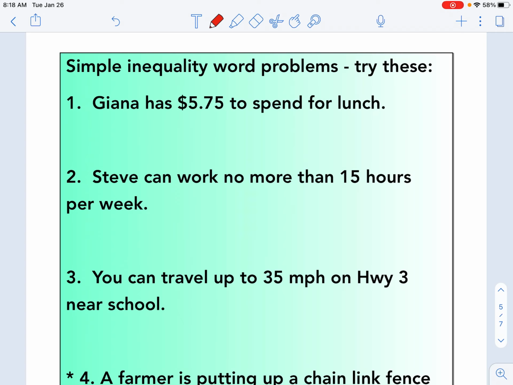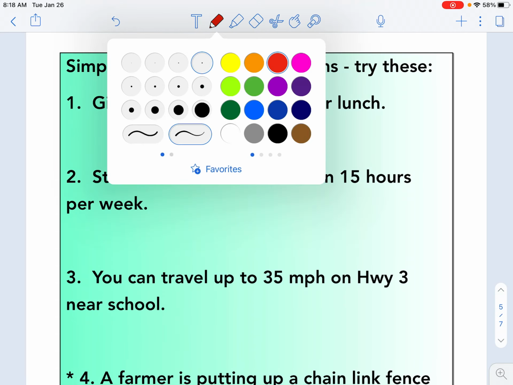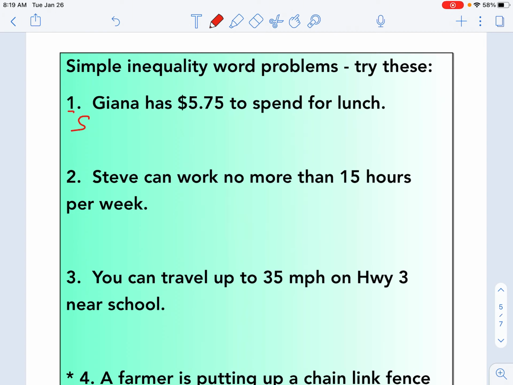We know that Gianna has $5.75 to spend for lunch. So how much can she spend? Well, she can spend $5. She could spend $5.75. She could only spend $4. Okay, so there's a whole bunch of amounts. You couldn't possibly list them all.